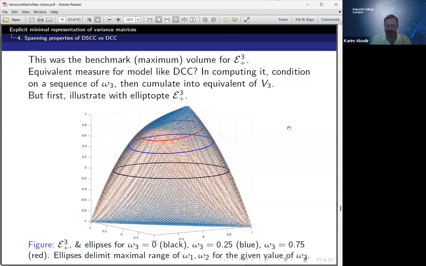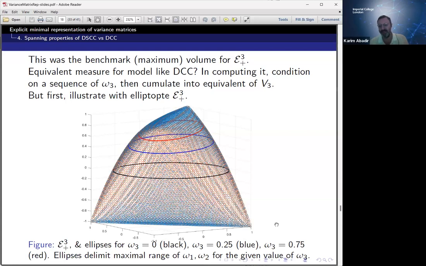The elliptope is a funny creature. It gives you the maximum that you can reach in terms of combinations of correlations. The axes are omega 1, omega 2, omega 3. And these circles and ellipses are slices that you take for the case of omega 3. Omega 3 equal to zero is the black circle. Omega 3 equal to 0.25 gives you the blue one. And the red one is obtained for omega 3 equal to 0.75.